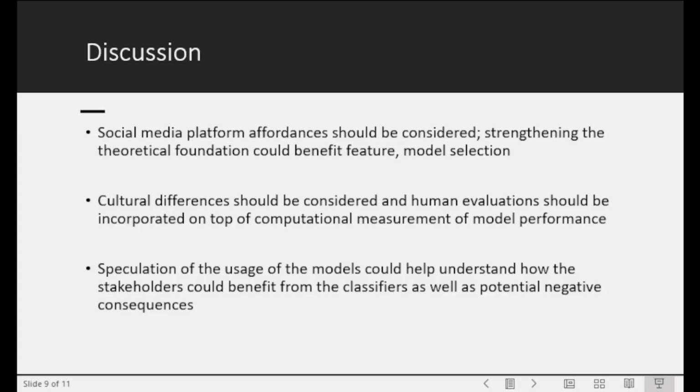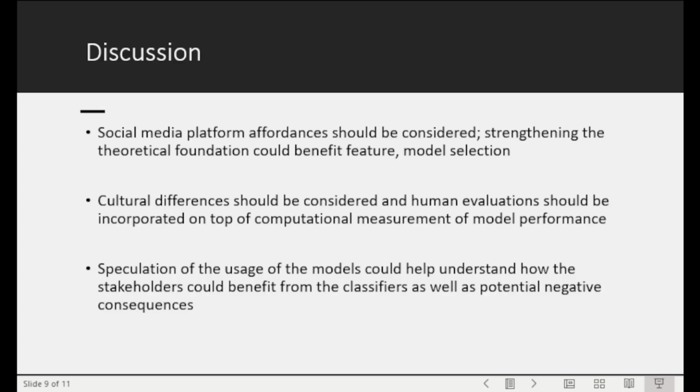Cultural differences should be accounted for when considering the perceptions of harassment and aggression among victims as well as bystanders. In addition, involvement of the victims of cyberbullying as well as other participating stakeholders such as bystanders is very important to address the construct validity issues of annotations. Computational measurements of model performance could be strengthened with human evaluations, identifying the extent to which the algorithm is successful in achieving what it set out to do.